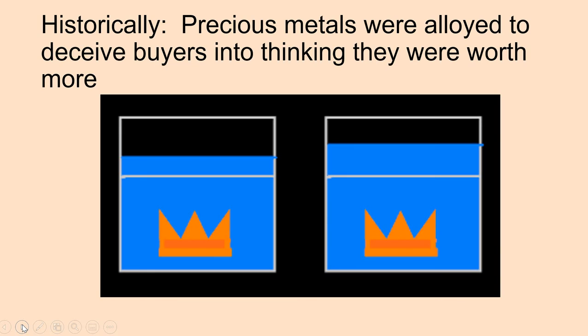Historically, precious metals were alloyed to deceive buyers into thinking they were worth more. There is a relatively famous anecdote about Archimedes. He was asked by King Herod to check whether his crown was pure gold or not because he thought a trader had tried to deceive him.